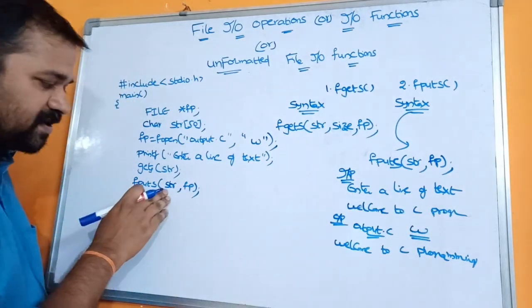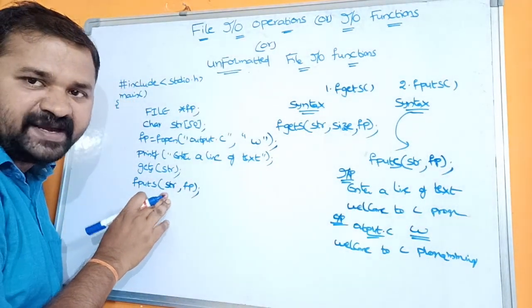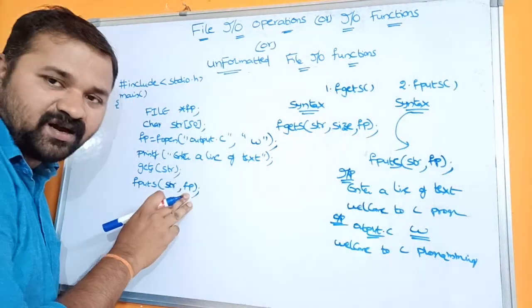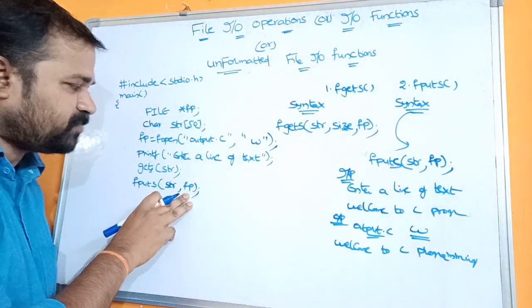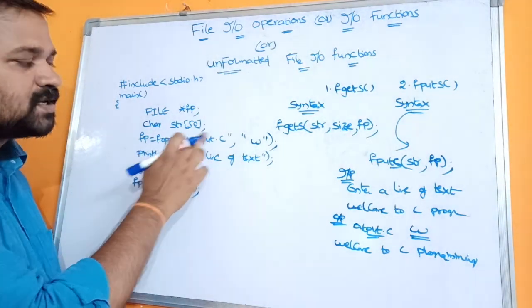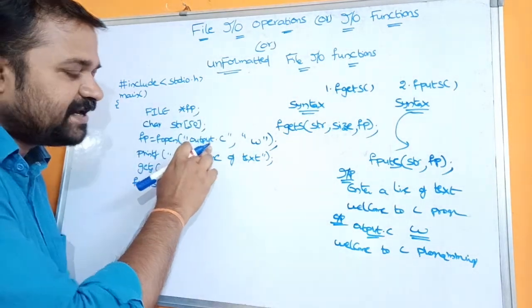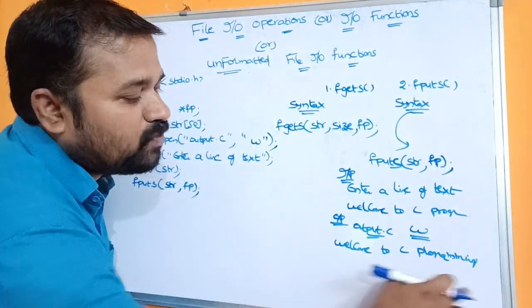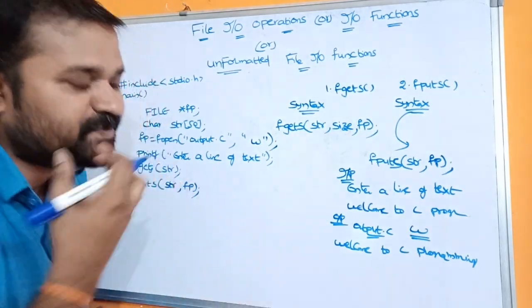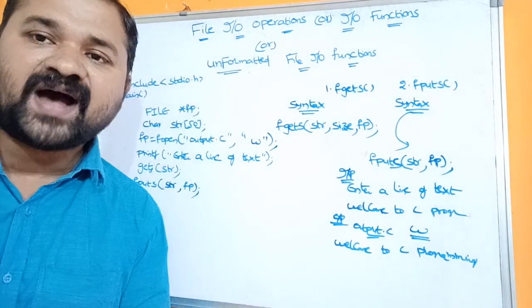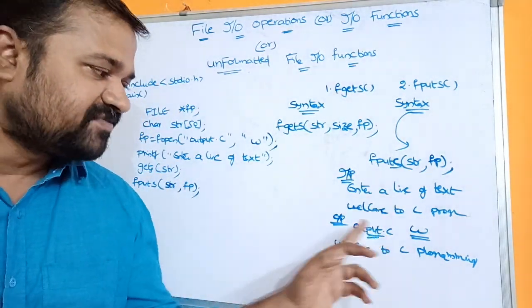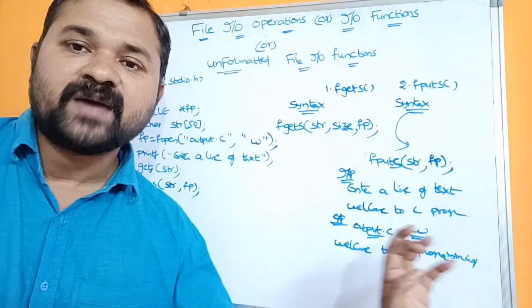Whenever the statement is executed, what is str now? Welcome to C programming. Welcome to C programming will be written into the corresponding file which is specified by fp. What does fp specify? output.c in write mode. So Welcome to C programming will be written into output.c. Now output.c contains Welcome to C programming. So if you open the file output.c, it will contain the message Welcome to C programming.